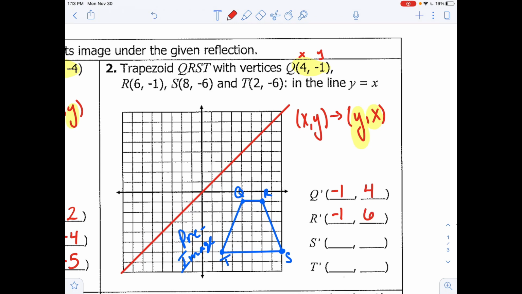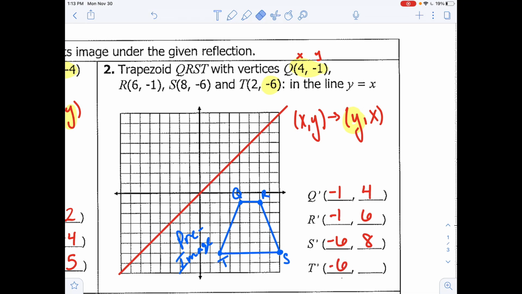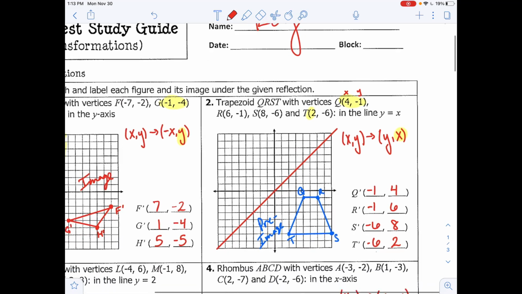S is (8, -6), so y is -6, x is +8, and T prime, again, y is -6, and x is 2, so 2 would go there. So x is 2. And then I could graph these, and we could look at our pretty picture.